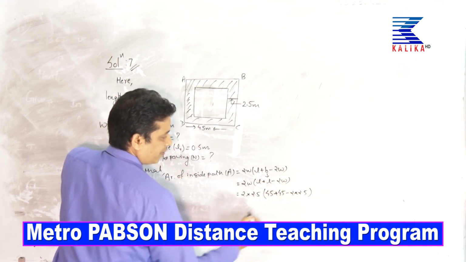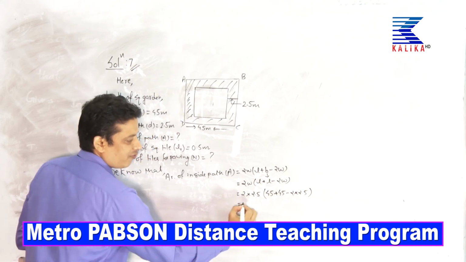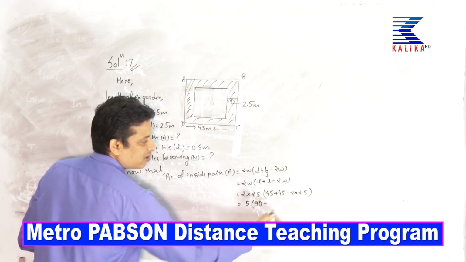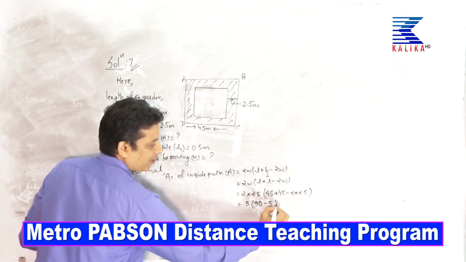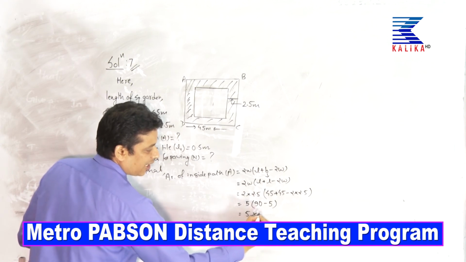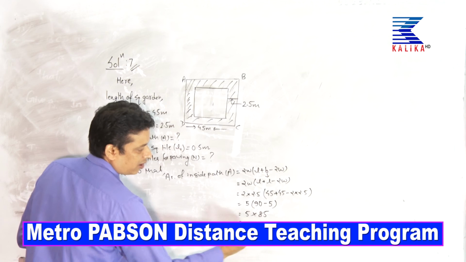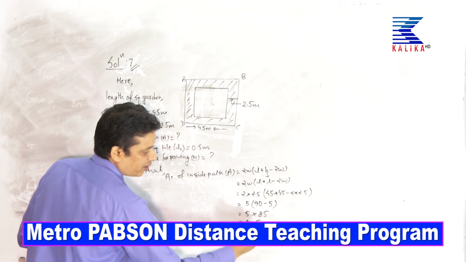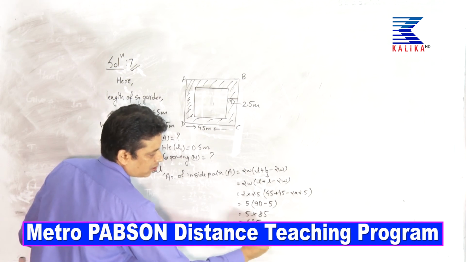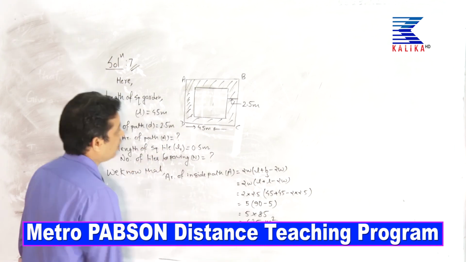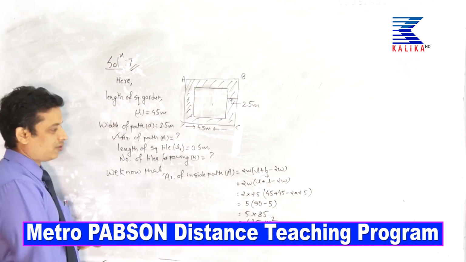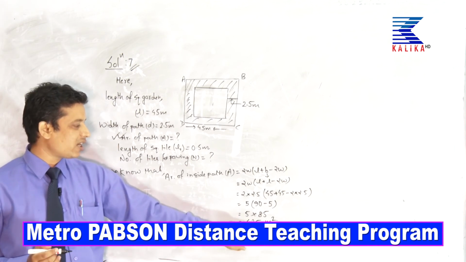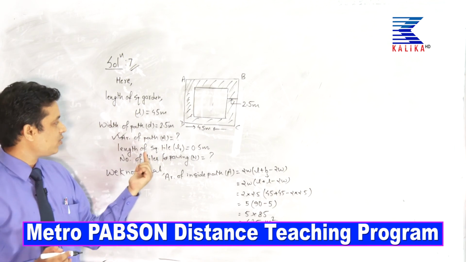width is 2.5. 2 times 2.5 is 5, 45 plus 45 is 90, minus 2 times 2.5 is 5 again, 5 times 85. You can see 5 5s are 25, 5 8s are 40, 40 plus 2 is 425 square meter. So, this area of path we have got, it is 425 square meter. We got the area of the path. Now, what should we find?